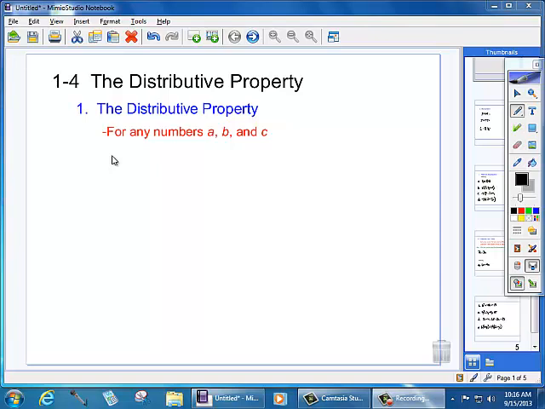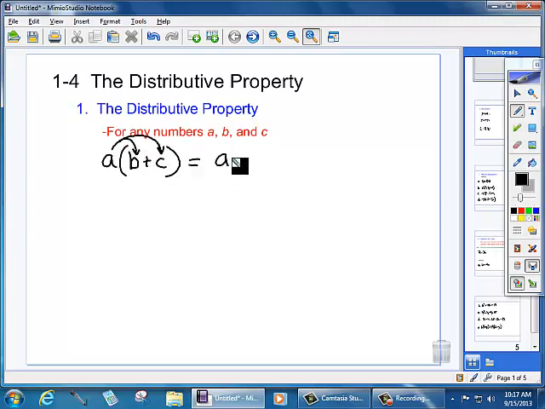What does the distributive property say? Well, for any real numbers A, B, and C, it says that if I have a number A times the sum of two numbers, I can distribute that A over that sum. In other words, I take the A and multiply it by the B, and then take the A and multiply it by the C, leaving A times B plus A times C.